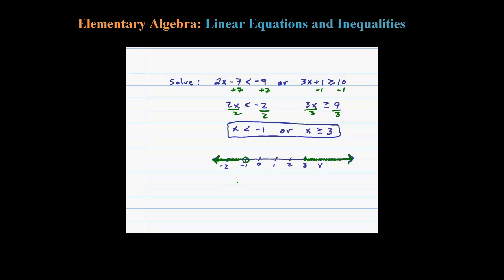So to translate this into interval notation, I'm going to write interval notation from negative infinity to negative 1 with a parenthesis there because we had an open dot. That's the translation of the left tail.